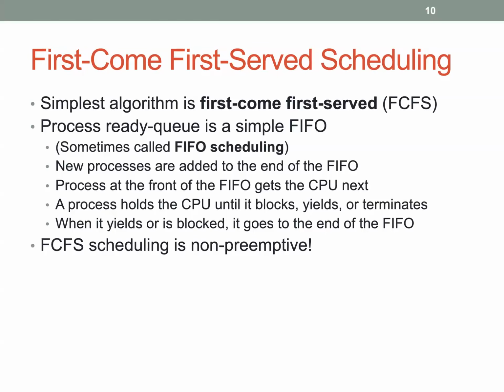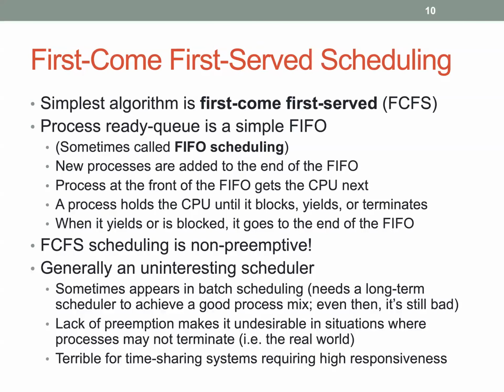Okay, so first come, first serve, the way that we've described it, is not preemptive. So what you see here is there are no priorities in how we make scheduling choices. It's just you get the CPU, you run. When you're done, you go to the back of the queue, you get back to the front of the queue, you get to run again. So this is a very simple scheduling mechanism.